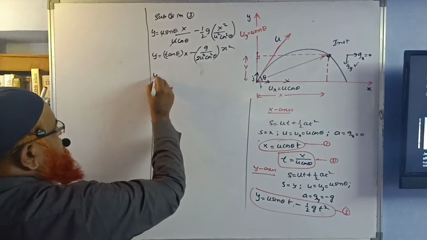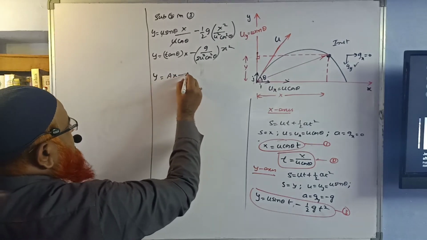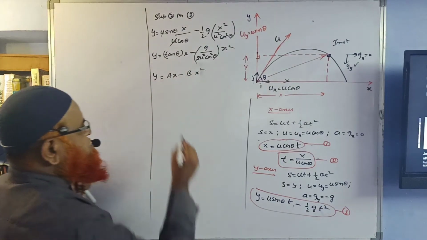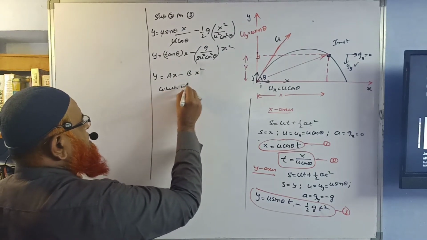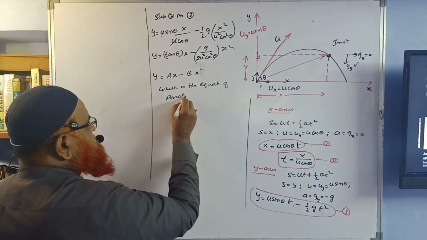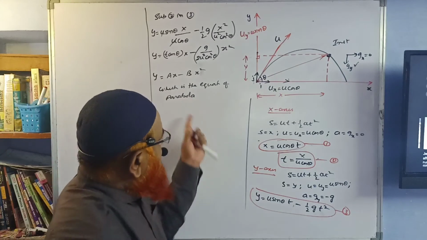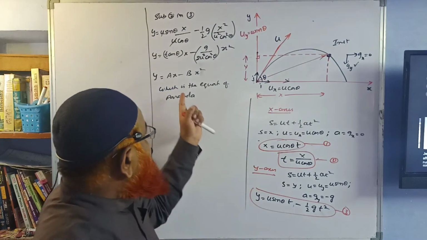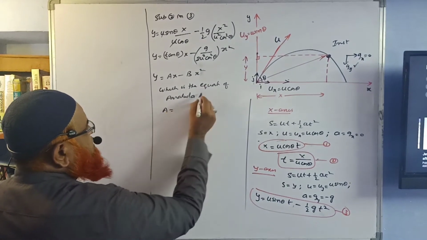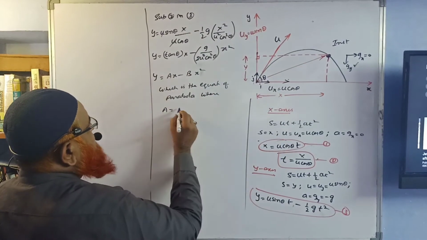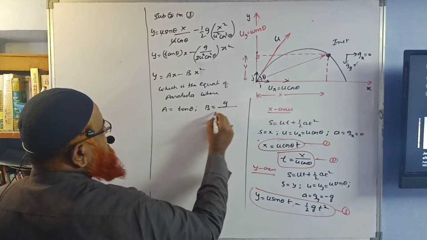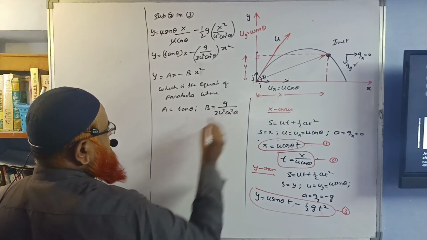Now, this is of the form y is equal to ax minus bx square. This is of the form ax minus bx square, which is the equation of a parabola. What did I say? This is an equation of a parabola. Then let us see what is going to happen here. The value of a is going to be tan theta, and the value of b is going to be g by 2u square cos square theta.